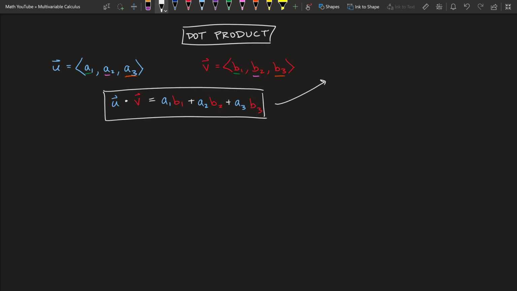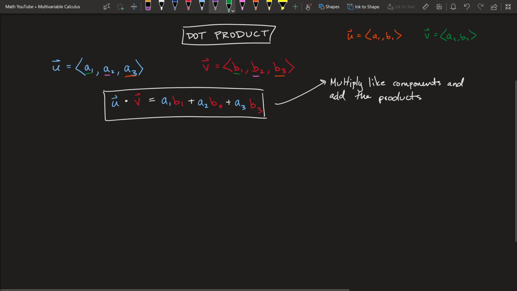So, if you wanted to put this into words, another way you could say this is: multiply like components and add the products. This is the way to get the dot product. So if I had 2 vectors with 2 dimensions, then the dot product would be a1 b1 plus a2 b2.